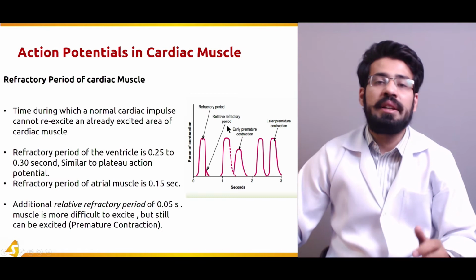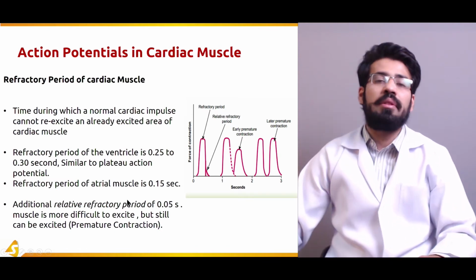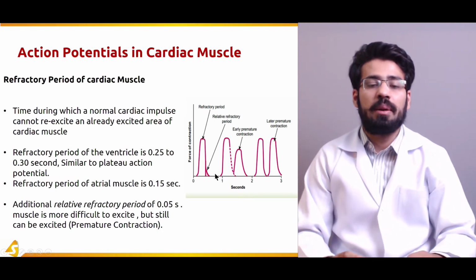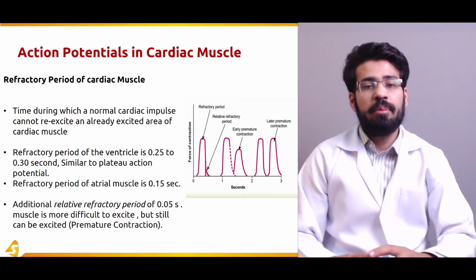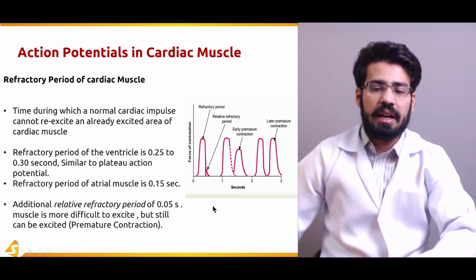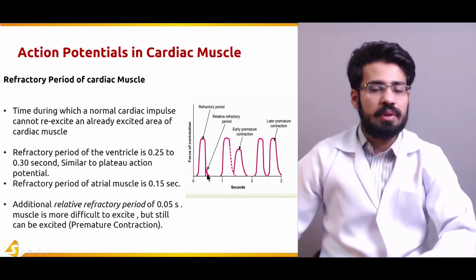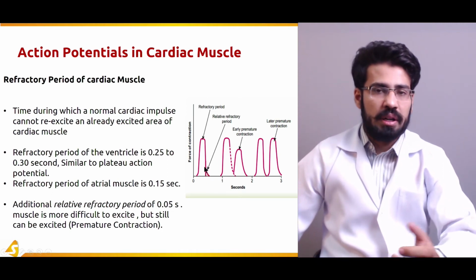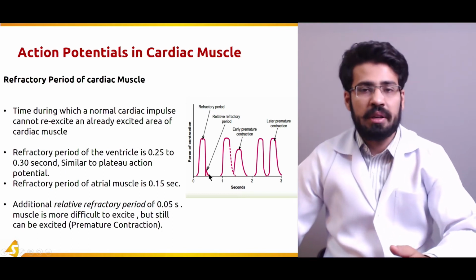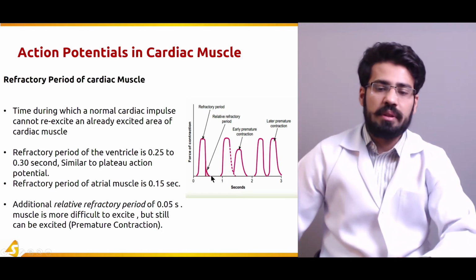Now, what is the relative refractory period? The relative refractory period is a period in which the muscle is much more difficult to excite, because the refractory period here is ending. The refractory period is almost ending. So after the refractory period is over, the muscle will be able to re-excite itself.